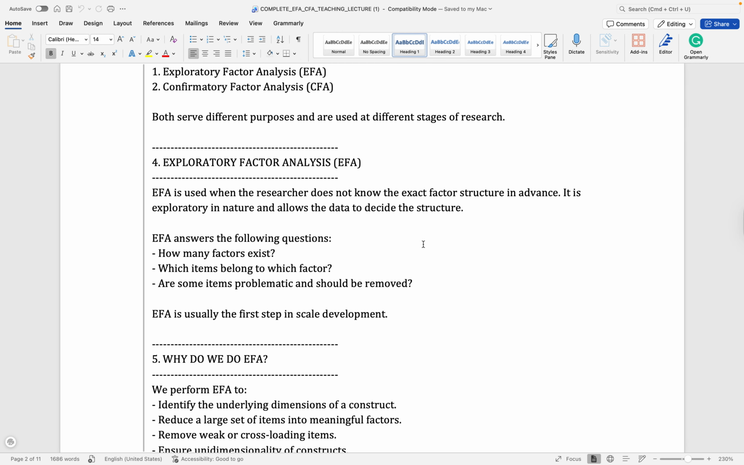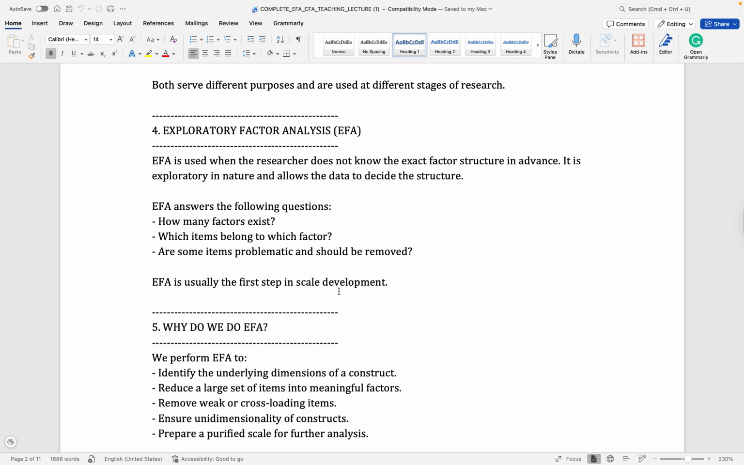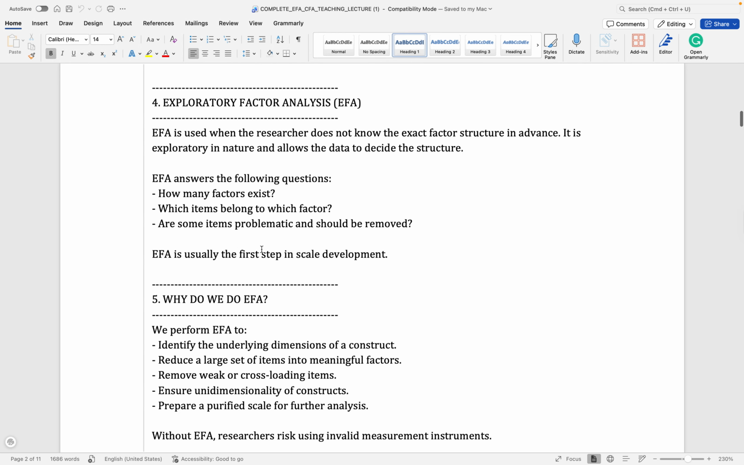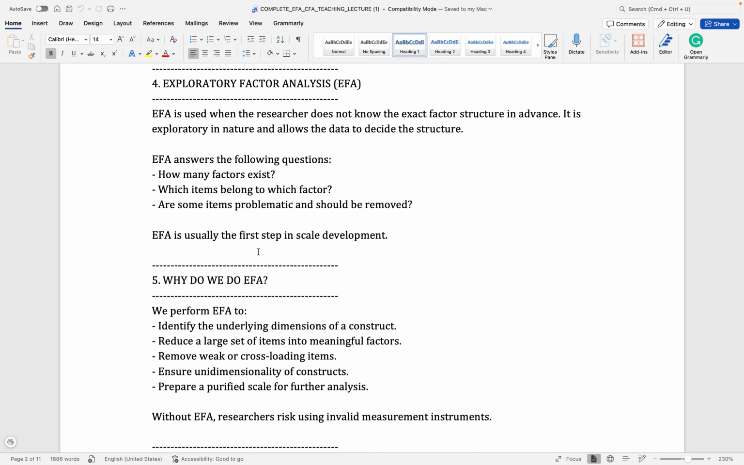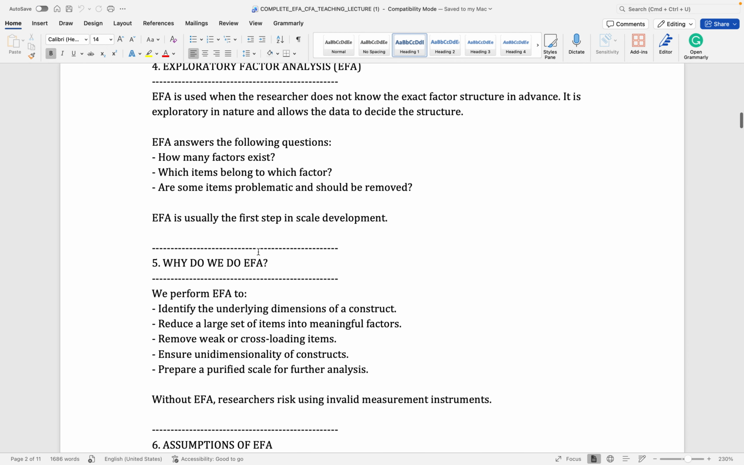First we talk about EFA, Exploratory Factor Analysis. EFA is used when the researcher does not know the exact factor structure in advance. It is exploratory in nature and allows the data to decide the structure. EFA answers the following questions: how many factors exist? Which items belong to which factor? Are some items problematic and should be removed? EFA is usually the first step in scale development.